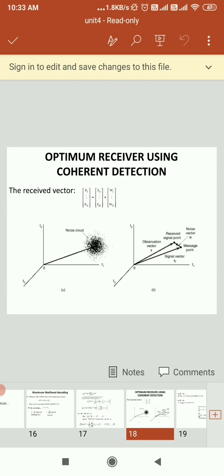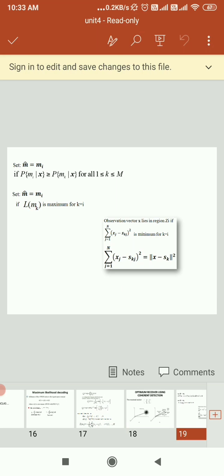So here, when we are saying there is a noise disturbance, you will get an observation vector that will lie in the region Zi, and its value will be minimum if k equal to i. So here you can take summation j equal to 1 to n of (xj minus skj) square equal to (xk minus sk) square.